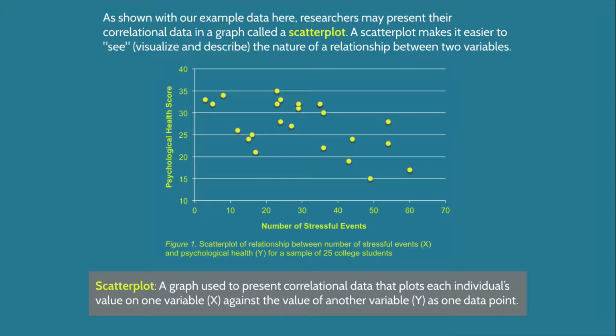What does this scatter plot indicate about the relationship between our two variables? Well, the pattern seems to indicate that as the number of stressful events increases, psychological health score decreases. However, to better examine the nature of this relationship and determine whether the pattern we observe in the scatter plot is meaningful, we will want to calculate a correlation statistic.